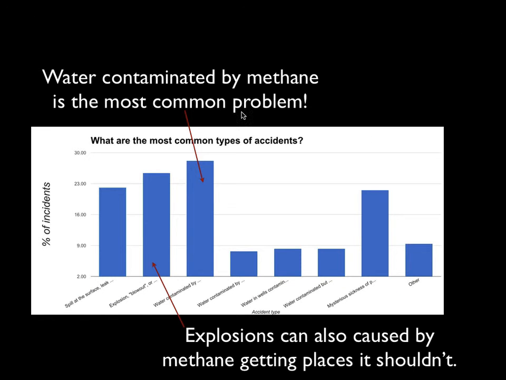This does happen because we know that water contaminated by methane was the single most common problem in our database from Earth Justice. That was what the problem was in Dimock. That was what the problem was in the Divide Creek spill that we're going to look at in a few moments. That involved fugitive methane through bad cement. Likewise, explosions can happen when methane is getting into places it shouldn't, and that was our second most common reported incident in that Earth Justice database.